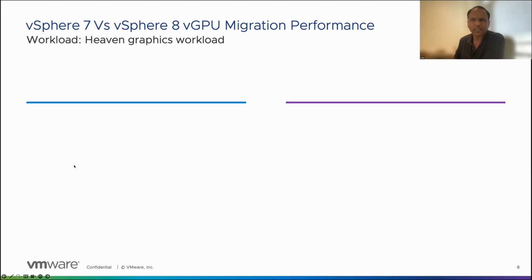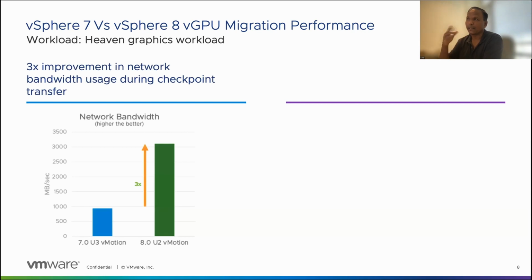First, let's focus on the network usage. The workload here is the Heaven graphics workload. In the network usage, you can see that when we're transferring the vGPU memory, we see almost 3x improvement in the network usage. This is because, as I explained earlier, instead of using an inefficient control channel, we are now transferring all the vGPU memory over a high performance data channel, which is why we're seeing such a huge improvement in network usage.